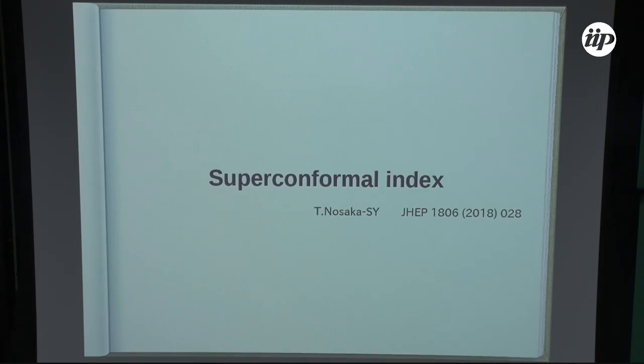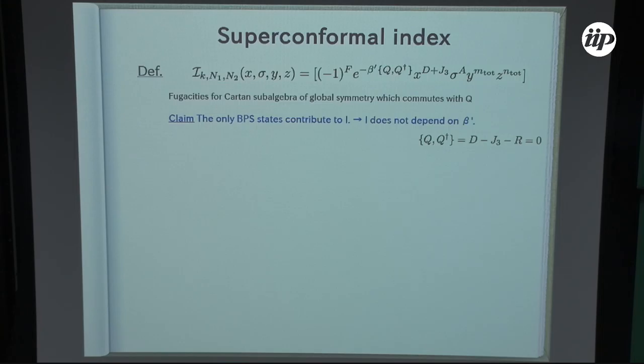Okay. So to study this, we study the superconformal index, and the definition is as follows. Actually, this Q is some specific supercharge, and Q dagger is its BPS conjugation. And to define this, we need to use some N=4 language.